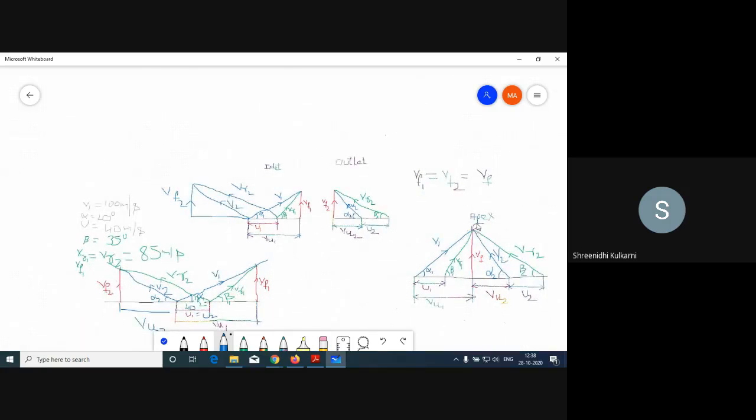So this is by using a common apex, and this is the common base. So this is the common base, or we can take it as a reference line. On this reference line, we can draw the velocity triangle.